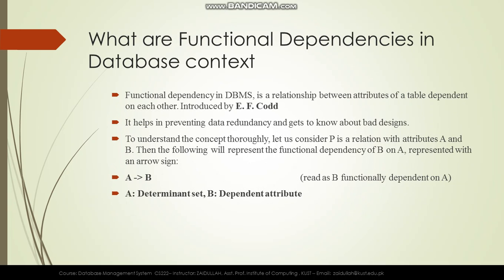Functional dependency is basically the interdependency among the attributes. It is represented by an arrow sign. We can see on the slide A arrow B, where B is the dependent attribute and A is termed the determinant set, and the whole expression is read out as B is functionally dependent on A.